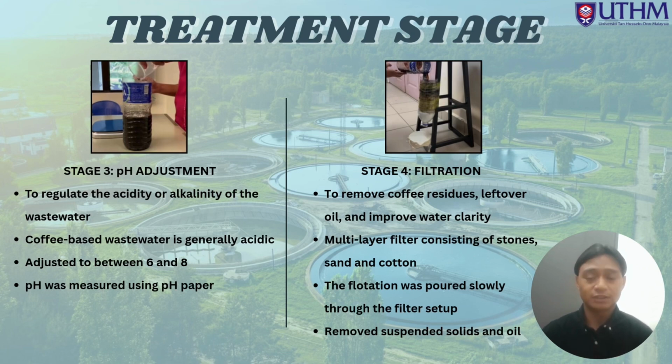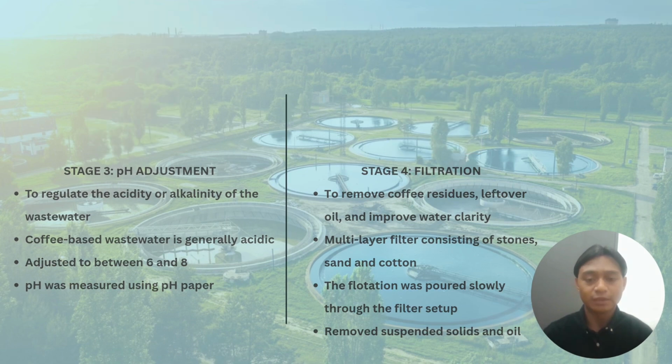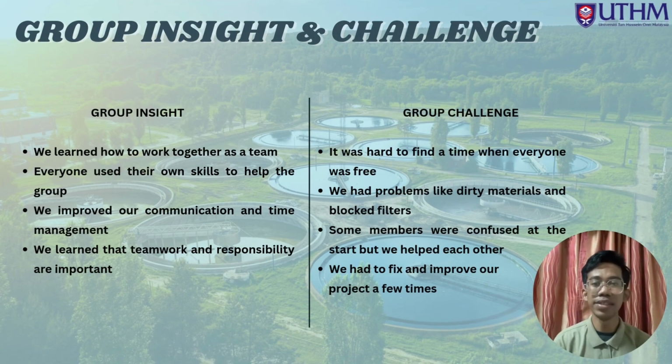So, the filtration stage. The purpose of the filtration stage is to remove coffee residue, leftover oil and improve water clarity. The material that we use to filter is a filter consisting of stone, sand and cotton. The flotation output was poured slowly through the filter setup, and the main purpose is to remove suspended solids and oil.